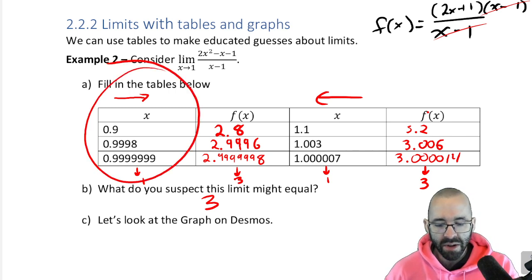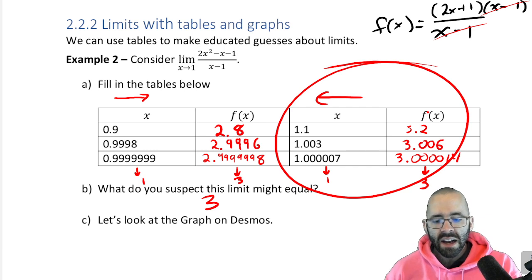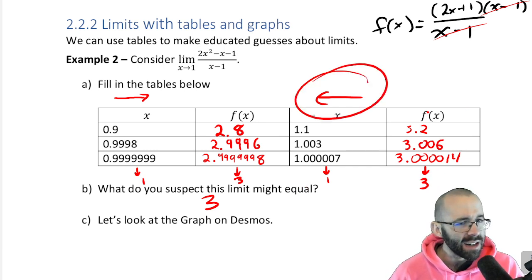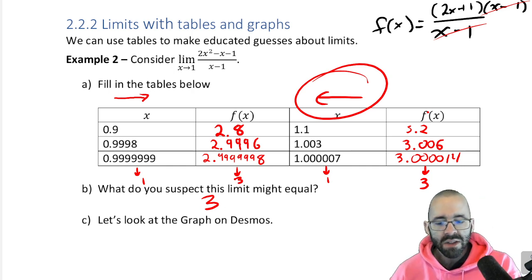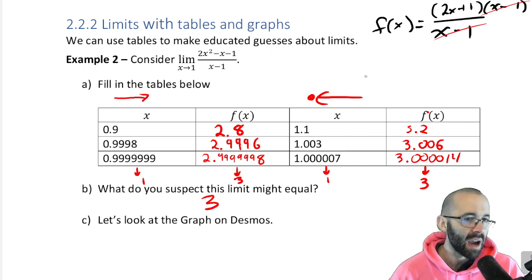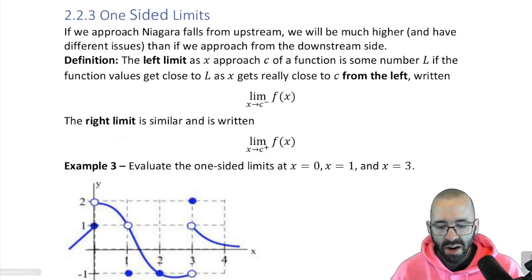This was the limit from the left. This was the limit from the right. And it feels maybe a little backwards with these arrows because this is an arrow pointing to the left. But that means we're approaching from the right side, right? This is the point. We're coming from the right. So that's what one-sided limits are.